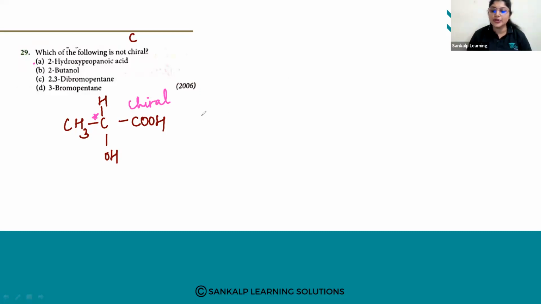Now the next one is 2-butanol. Butanol means 4 carbons, 1, 2, 3 and 4. 2-butanol means OH comes at position 2. So CH3, CH, CH2, CH3. Is it chiral? I'll write it more simply, with H and OH. Here 4 different atoms are attached. Yes, 4 different groups, 1, 2, 3 and this is 4. So this is also chiral.